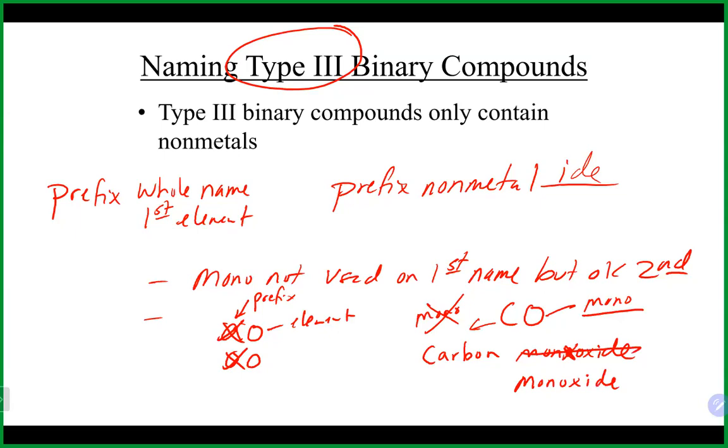Question on that there? Like I said, there's really not much to figure out other than what is the right prefix and how many there are. There's no charges because these things are sharing electrons. So you don't have to worry about balancing out anything to zero like we do in an ionic compound. Any questions on that there?